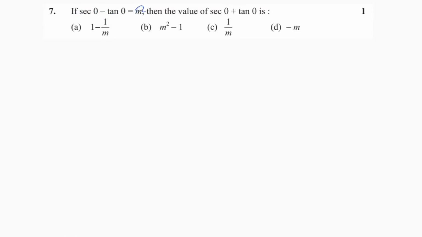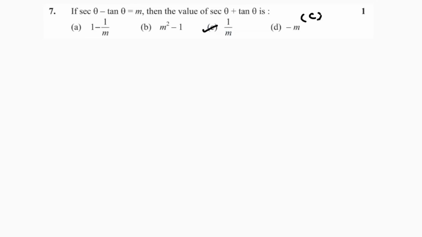If sec theta minus tan theta is m, then the value of sec theta plus tan theta. See, this sec theta minus tan theta and sec theta plus tan theta, in the same way cosec theta plus cot theta and cosec theta minus cot theta. These two identities. So here if sec theta minus tan theta is m, sec theta plus tan theta will be reciprocal. So correct option is C.